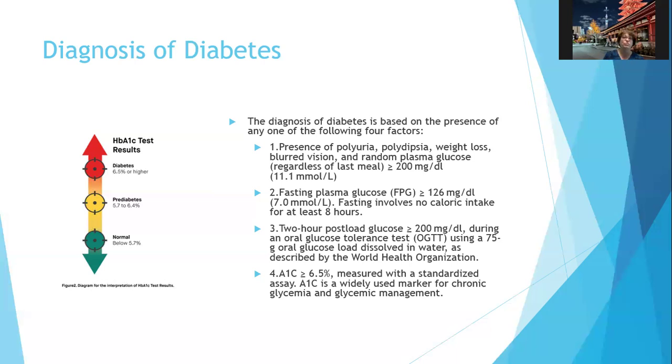And sort of the gold standard for diabetes diagnosis is A1C. If it's greater than or equal to 6.5%, then you are considered to have diabetes. If it's between 5.7 and 6.4%, you're considered to have prediabetes. And if it's below 5.7, it's considered normal. So A1C is a measure of how much your blood sugar has fluctuated in the last few weeks or so. And so that is why that is considered a standardized test and a marker for chronic glycemia and glycemic management.